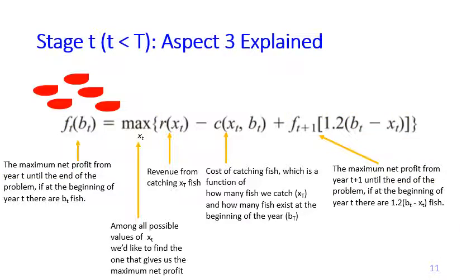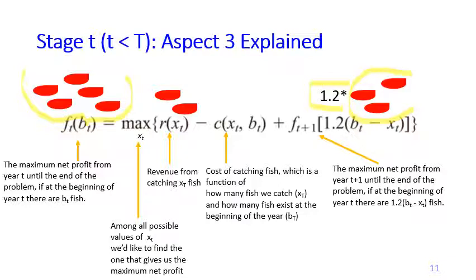So just a short illustration about the aspect tree. Let's say you start with 5 fish, so bt equals 5, and then you catch 2 of them. So at the end of the year, you have 3 fish remaining in the lake. But then at the beginning of next year, this problem says that it is suddenly multiplied by 1.2. So at the beginning of next year, you have 1.2 times 3 fish.